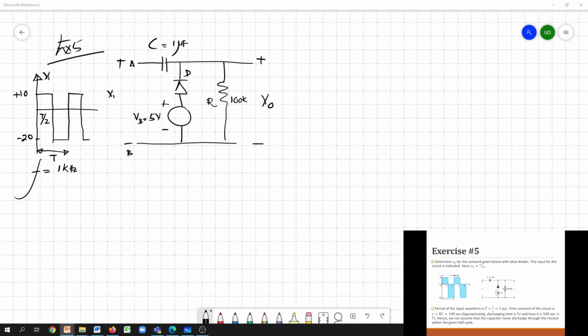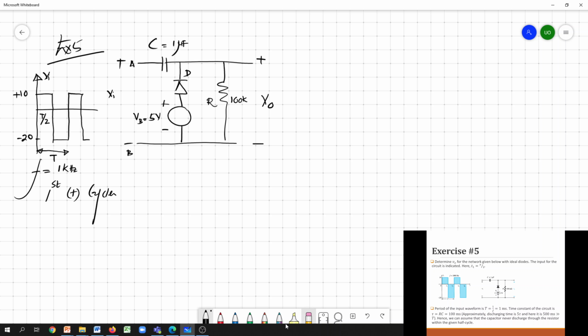So we apply a voltage across this input terminal, which is a square type waveform, and it's periodic, but the amplitudes are asymmetric. In the positive cycle we have 10 volt, and in the negative cycle we have 20 volt. So let's see what happens to the circuit during these positive and negative cycles. Let's consider the first positive cycle.